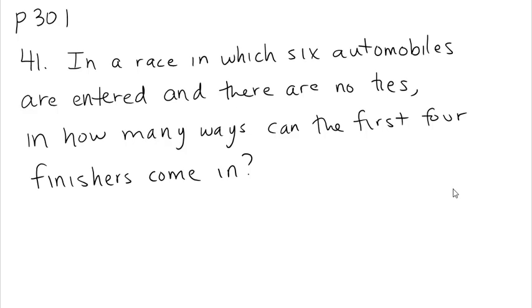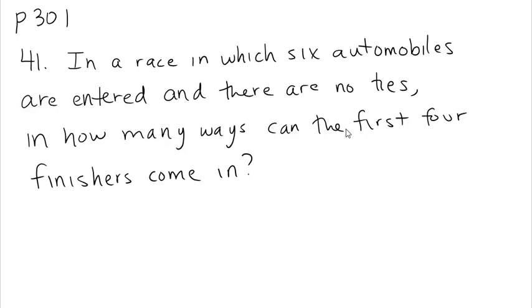First example I'd like to demonstrate is on page 301, problem number 41. It says, in a race in which 6 automobiles are entered and there are no ties, in how many ways can the first 4 finishers come in? Okay, so we're trying to decide between our 3 methods of combination, permutation, and fundamental counting principle. And since this is a race and we're paying attention to the order, the first 4, the order in which they come in, that means combinations are out. In a combination, order does not matter. So we're down to permutations and fundamental counting principle.